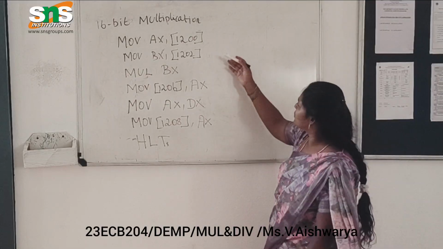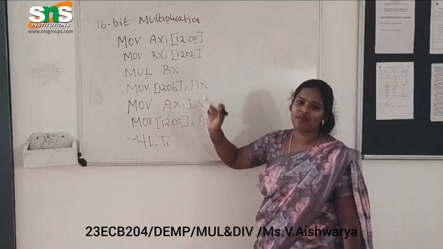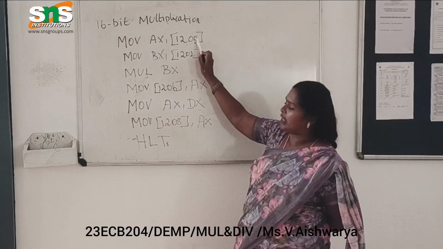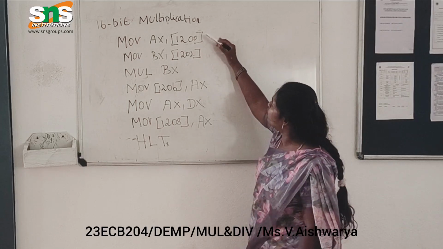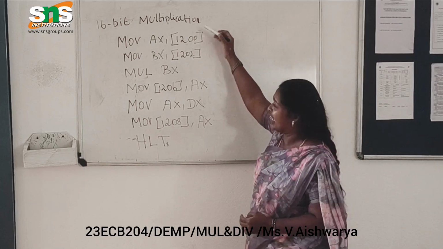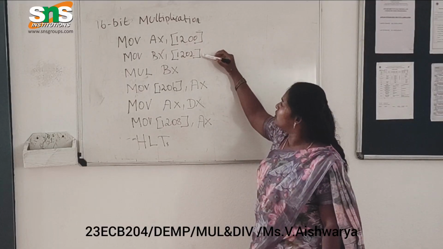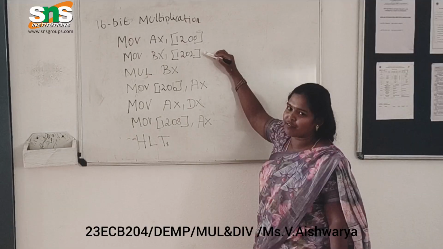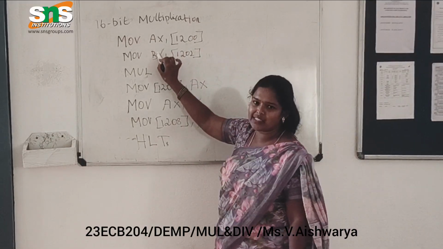So this is the first instruction. We have to get the input value from address 1200. This is the first address, the multiplicand, and we store that value in the AX register. Next is the multiplier. We get that value from address 1202, and it is moved to the BX register.